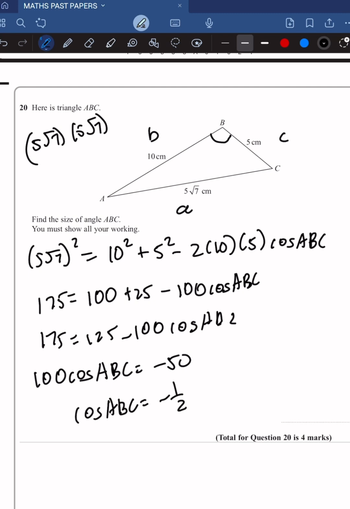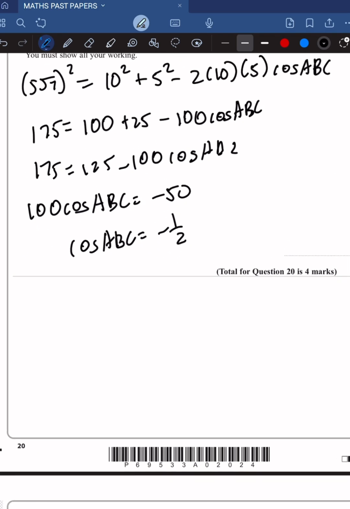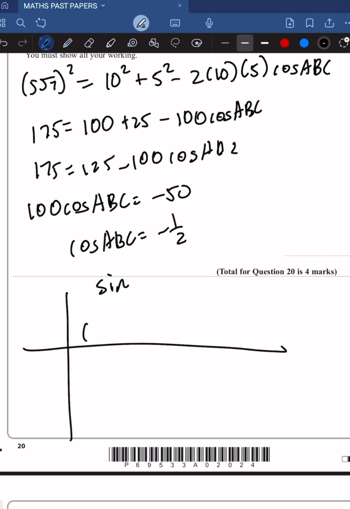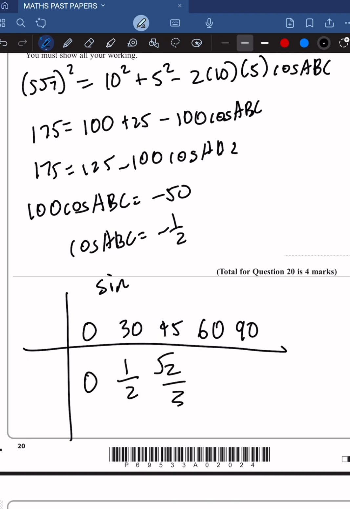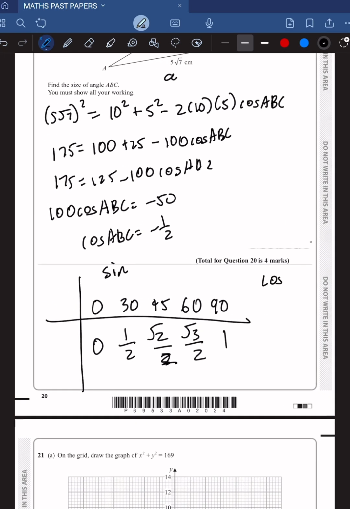Now, what's that going to give us? Well, we need to know our exact trig values, and the way I do that, first I do the sine. So for sine: 0, 30, 45, 60, and 90. Sine is 0, half, root 2 over 2, root 3 over 2, 1. And of course, cos is going to be the reverse. So for cos, this is going to be 30, 45, 60, 90.